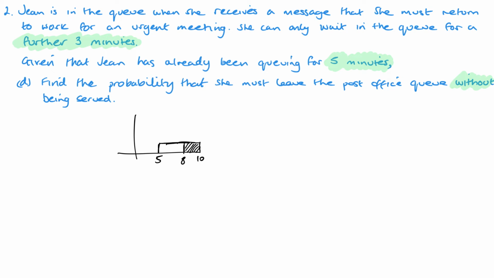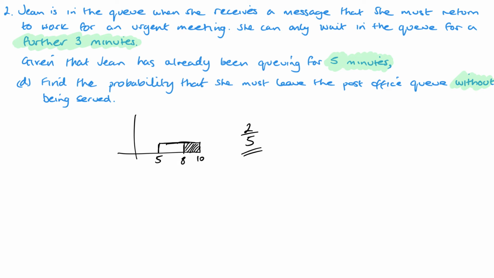So in this case, this probability is going to be the length here, which is 2, over the total length, which is 5, and there we have it.